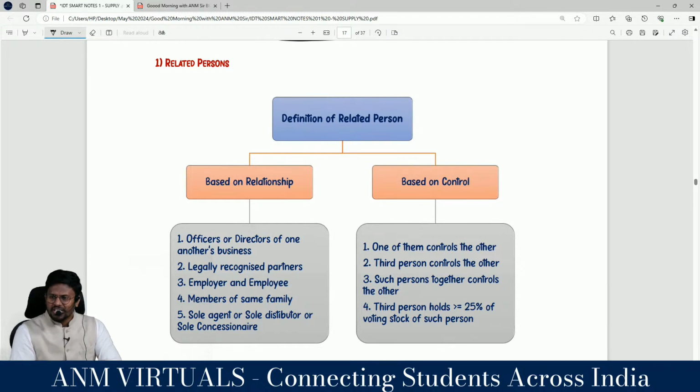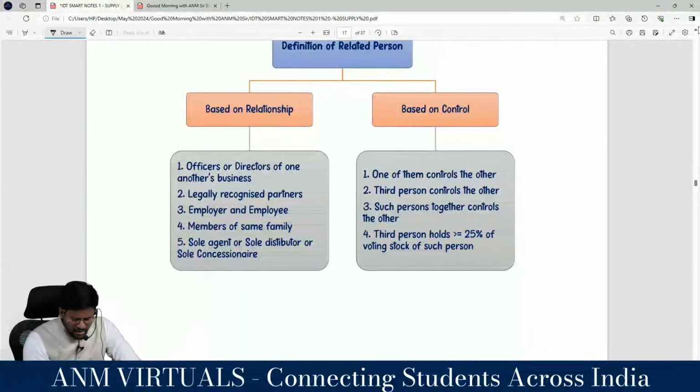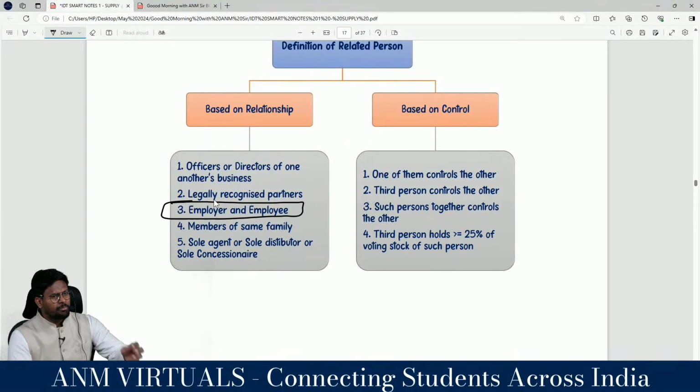Correct? Based upon control: one of them controls the other, a third person controls both of them, both of them together control a third person, or a third person holds more than or equal to 25% of the voting stock of both. Right? Sir, even employer and employee are related persons. Yes, sir. If any service has been provided by the employer to the employee in the course or furtherance of business, it is a deemed supply.